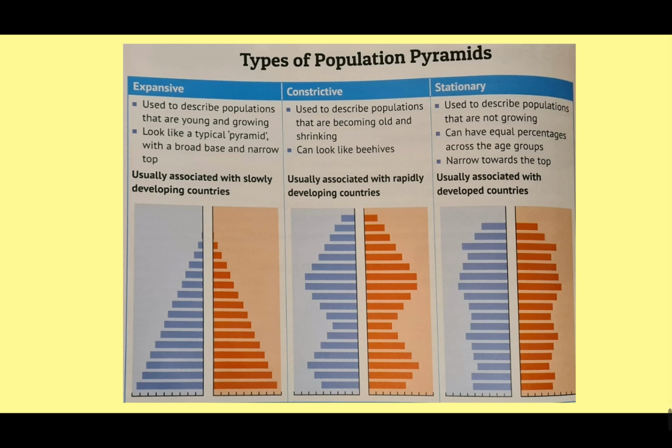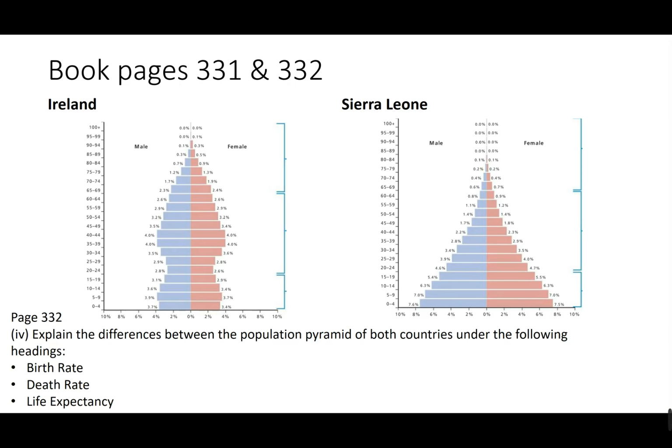Okay, last thing you're going to do is attempt an activity on this, and this activity is in your book on page 331 and 332. So these population pyramids are in your book on page 331, and the actual question is in your book on page 332. I've just added one more category onto it, so I want you to use this, and I will be putting this up onto assignments.